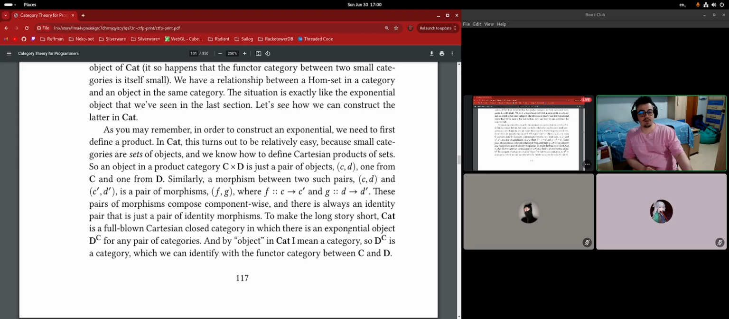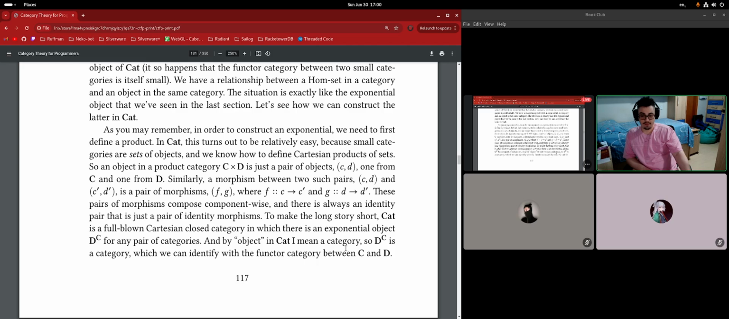What would you say is the summary of an exponential, Marin? It's basically a function. If you're a programmer, just think of it as a function. And by object in Cat, I mean a category. So D^C is a category which we can identify with the functor category between C and D.